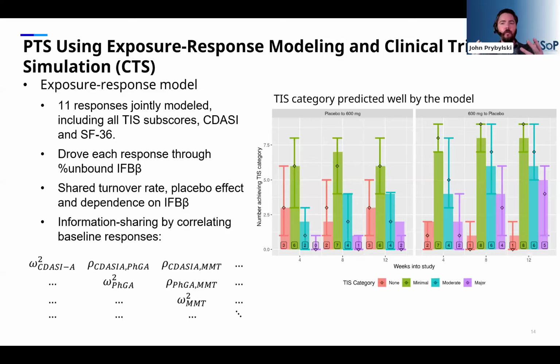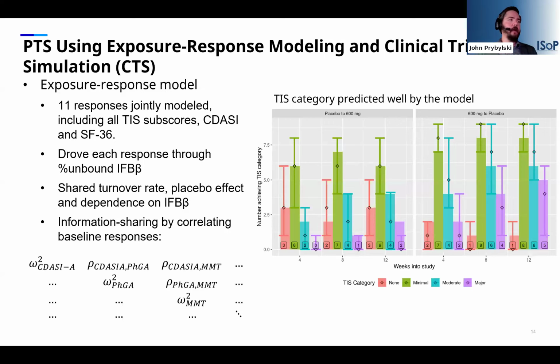Each of these responses was driven by a PK/PD-based marker, that being percent of total interferon beta that was unbound. So getting back to what was said earlier about it would be difficult to develop a PK/PD model, that is kind of a different story, but we were able to develop a nice predictive PK/PD model that did additionally predict the interferon beta data as that came in later, but was predictive of the endpoints that were available at the time as well.